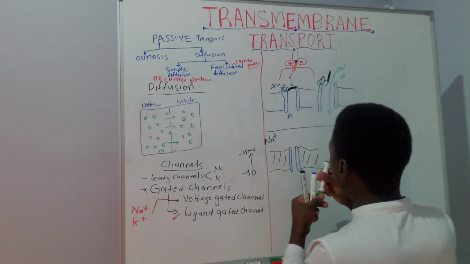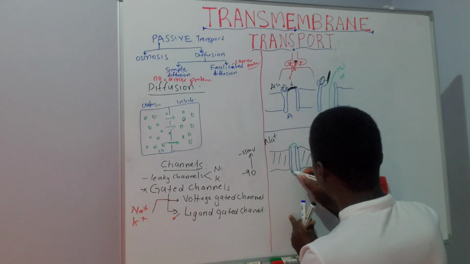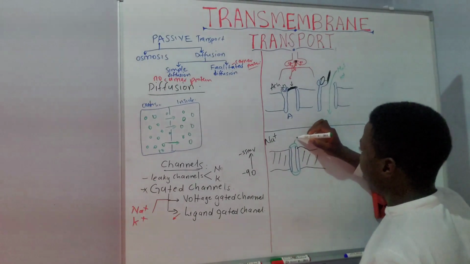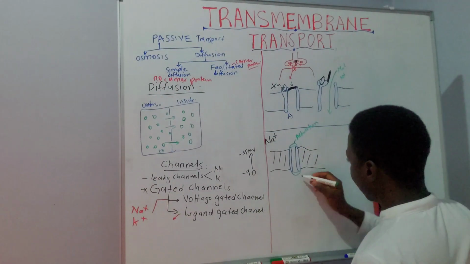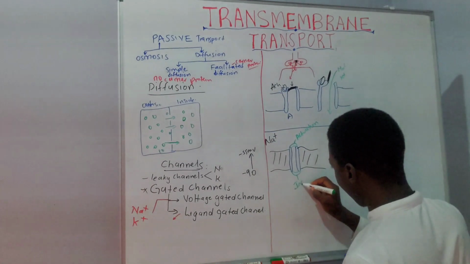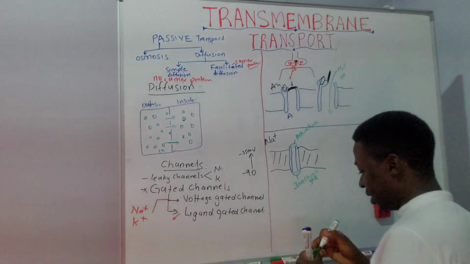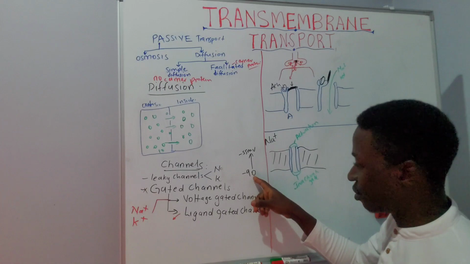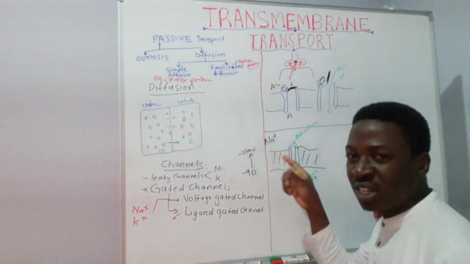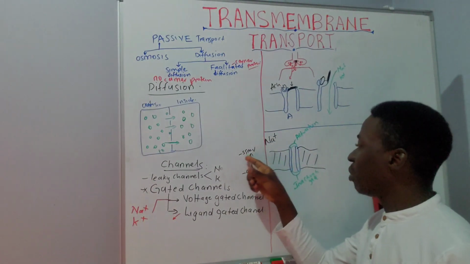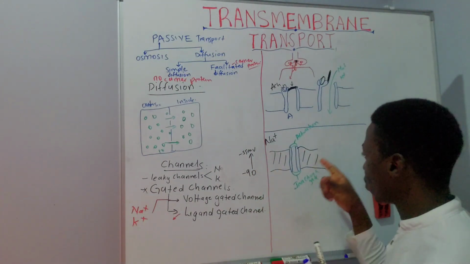Under normal circumstances, our sodium channel has two gates. It has this gate and this gate. This gate is the activation gate, and this gate is the inactivation gate. When the membrane potential changes from the resting state to less negative, it reaches a voltage of around negative 55 millivolts, and that is going to cause these channels to open.